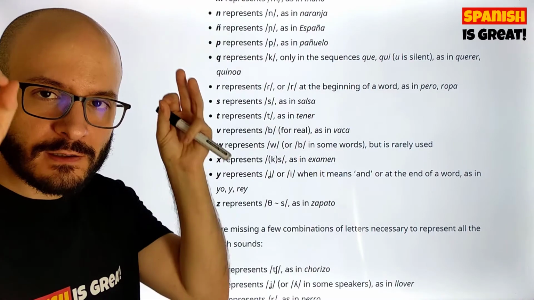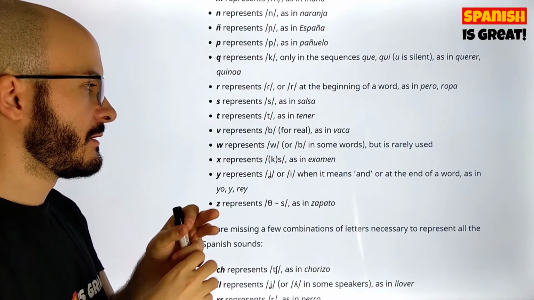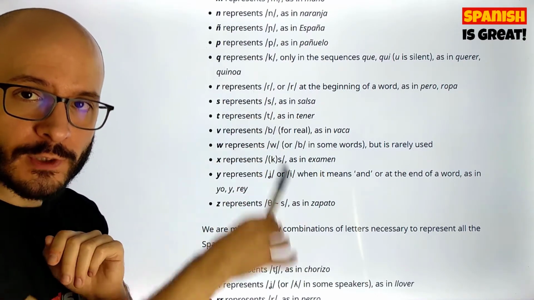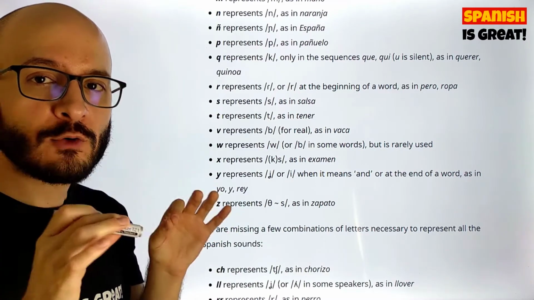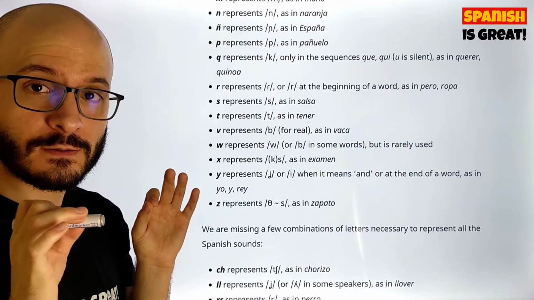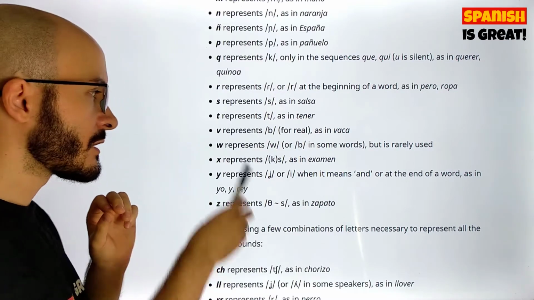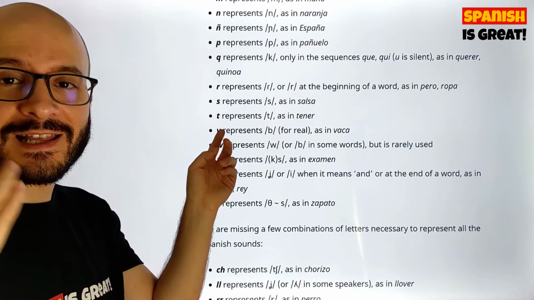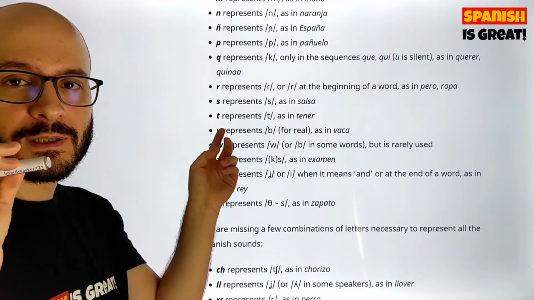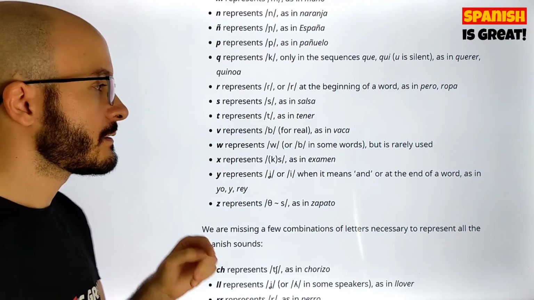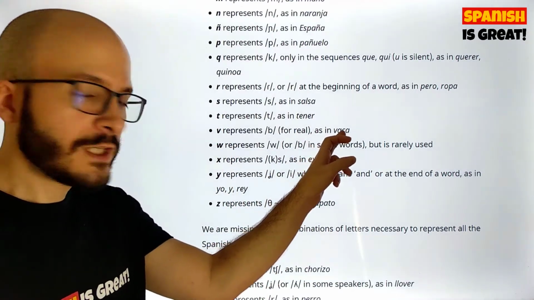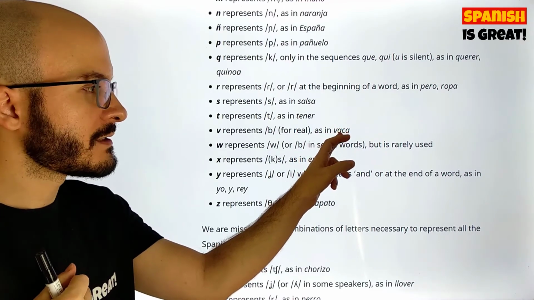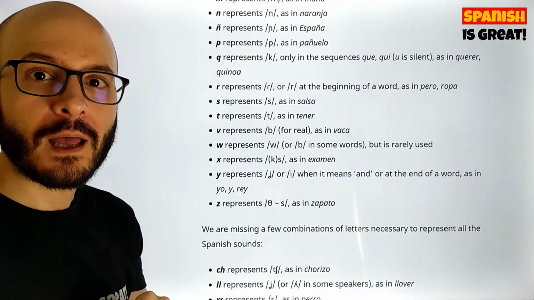Then, super important. La letra V represents B, for real. So, there is no sound V in Spanish, okay? There is no sound V in Spanish. So, we pronounce la letra V just the same as la letra B, okay? So, for example, we don't say vaca with an English V. That doesn't exist in Spanish. We say vaca, okay? Cow.